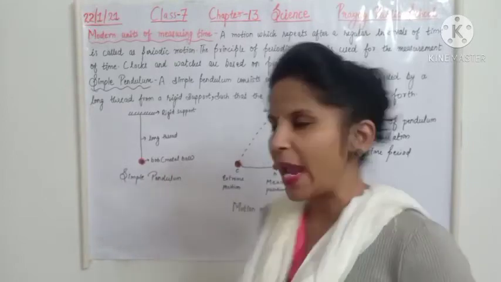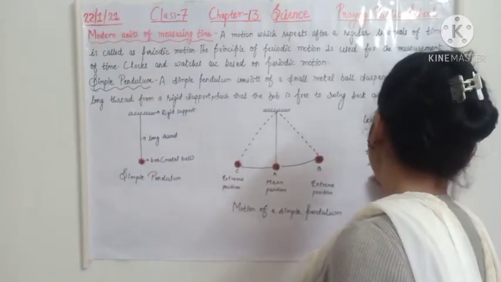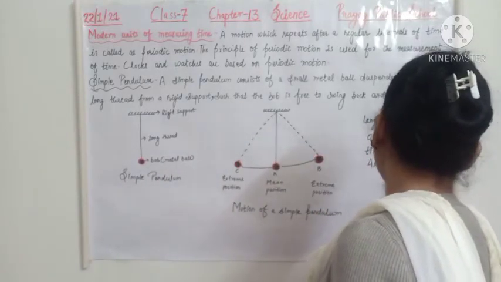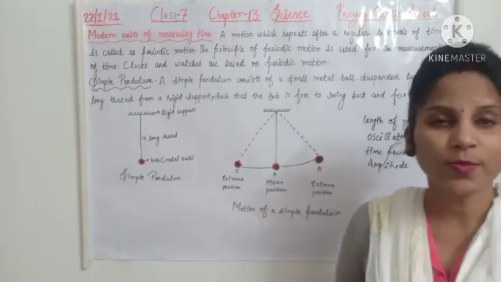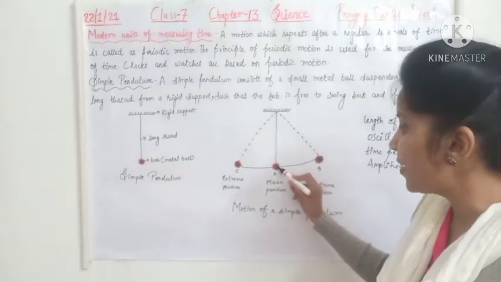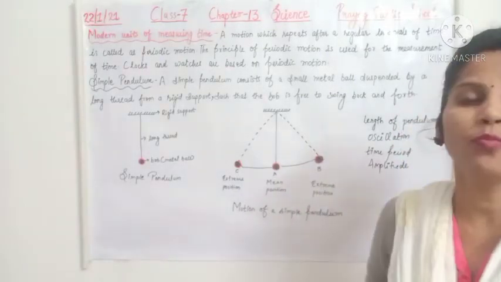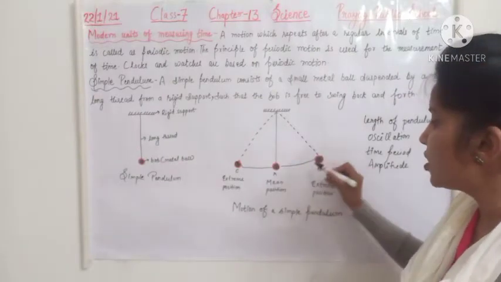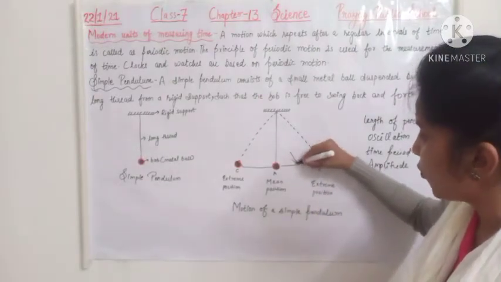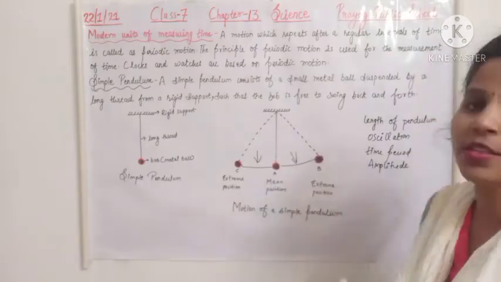The last one is amplitude. What is amplitude? Amplitude is the maximum displacement of the bob from its mean position to the extreme position. तो जो बॉब का डिस्प्लेसमेंट हो रहा है अपनी मीन पोजीशन से एक्सट्रीम पोजीशन पे, वो आपका क्या होता है? एम्पलीट्यूड.